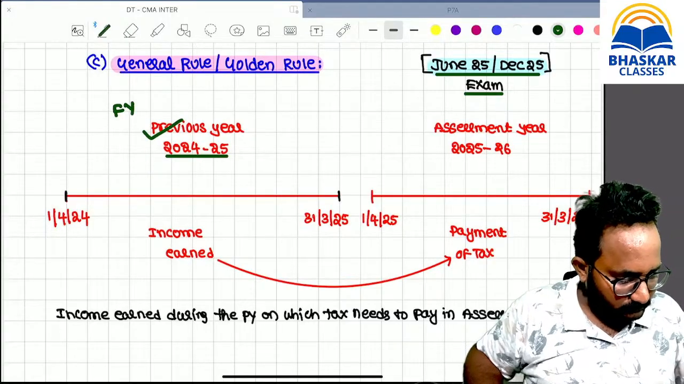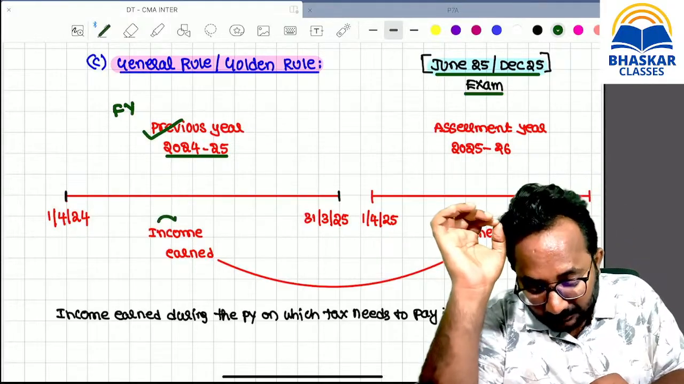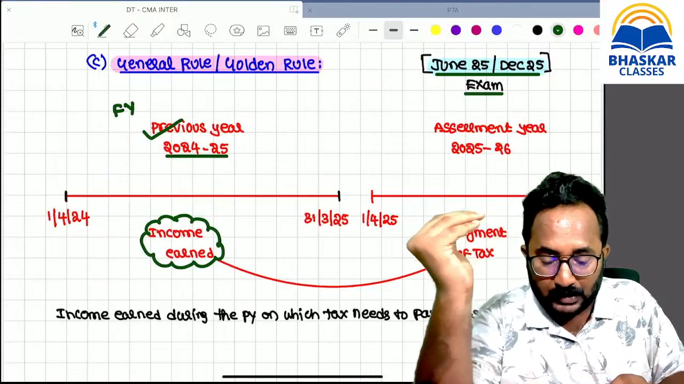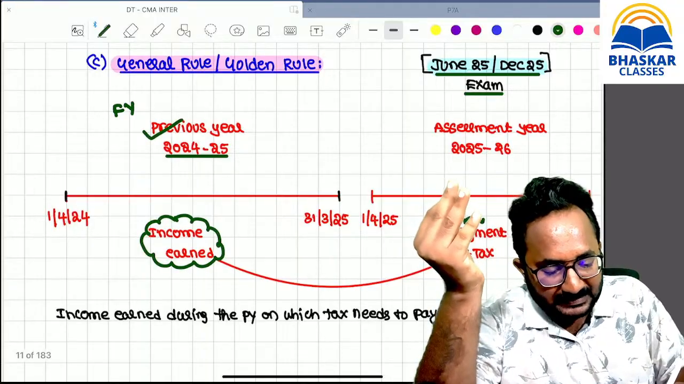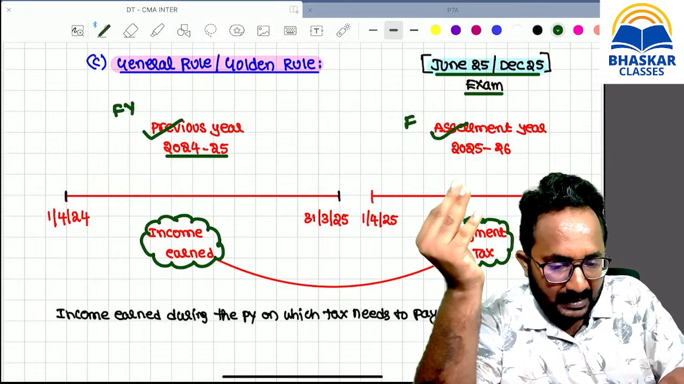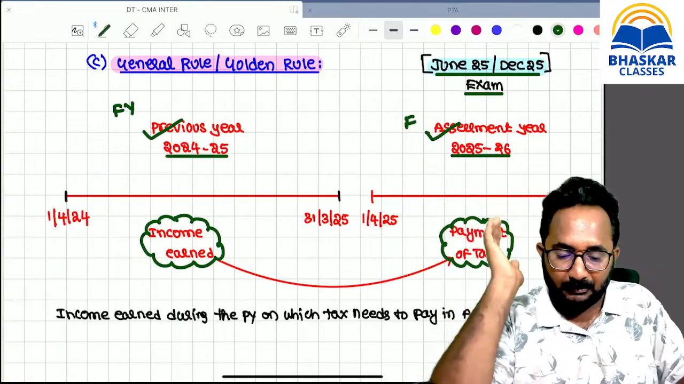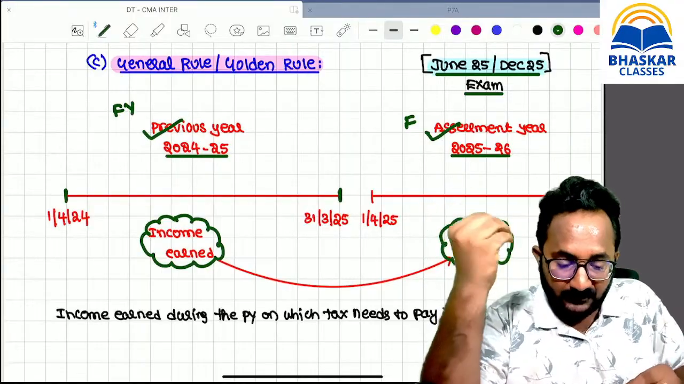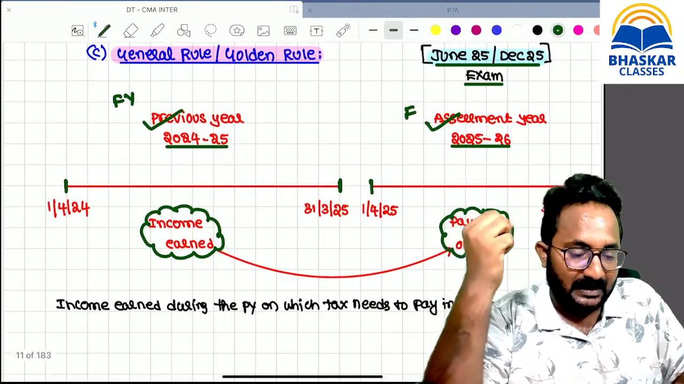Now remember, if any income is earned during this financial year, that year only is called the previous year. On that income, we are required to pay the tax in the immediately next financial year. That is what we call the assessment year. If any income is earned during the previous year, we are required to pay the tax on it in the next financial year. That is the assessment year.